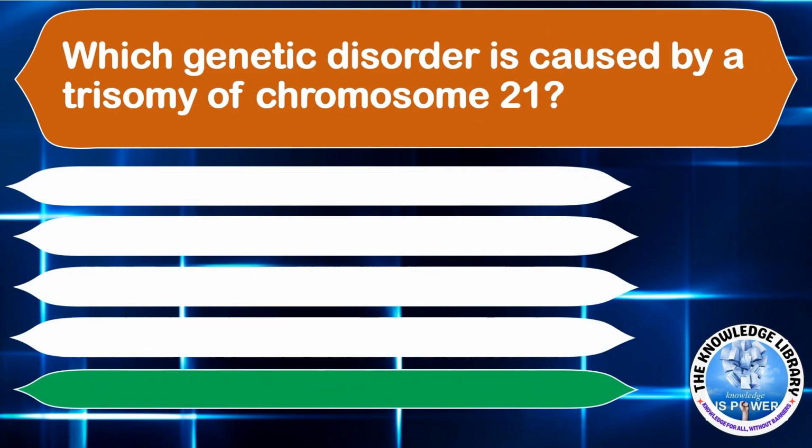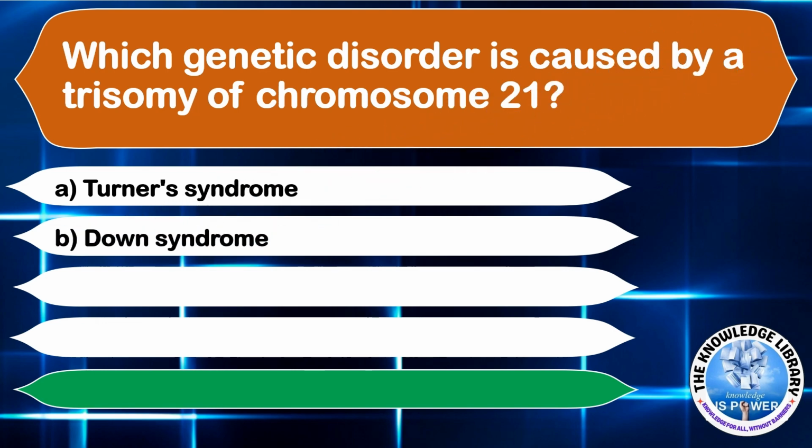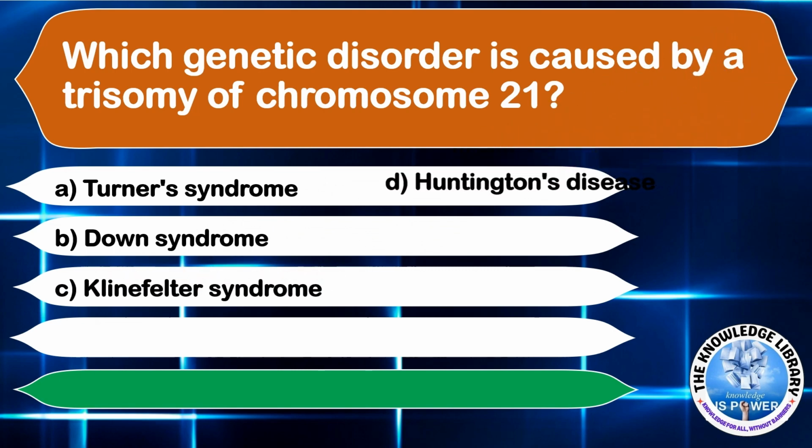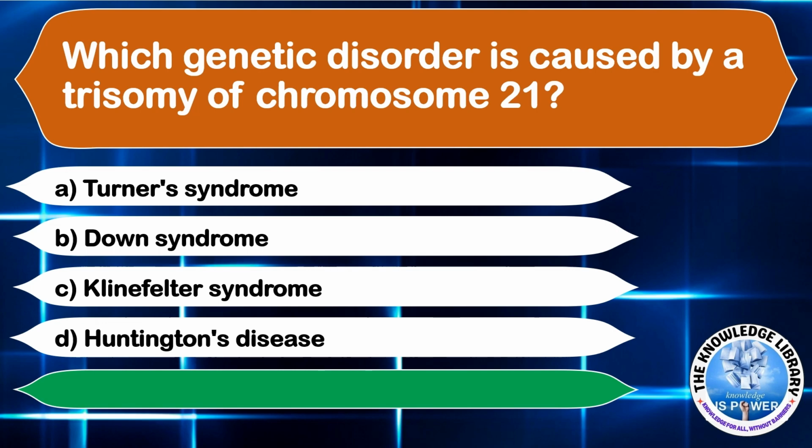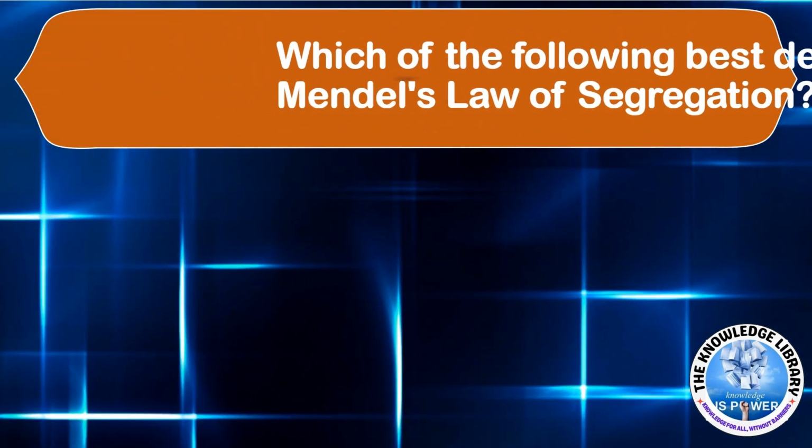The next question is, which genetic disorder is caused by a trisomy of chromosome 21? Option A, Turner syndrome. Option B, Down syndrome. Option C, Klinefelter syndrome. Option D, Huntington's disease. Answer is option B, Down syndrome.